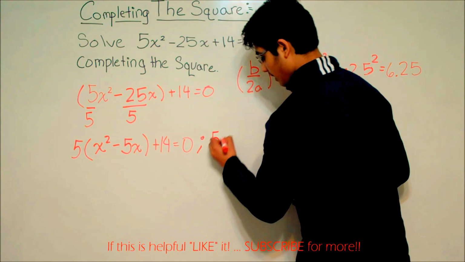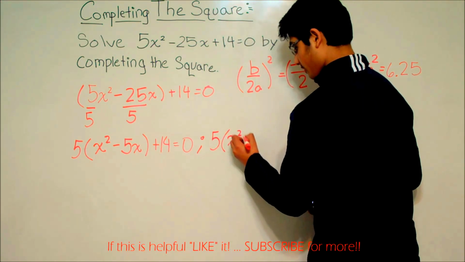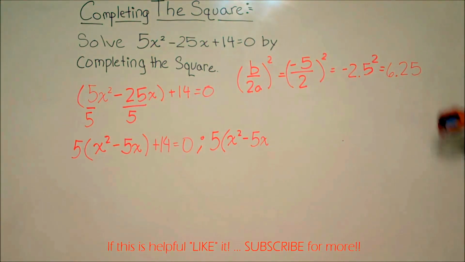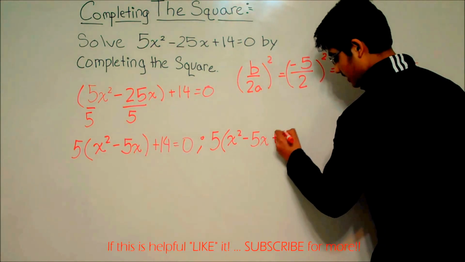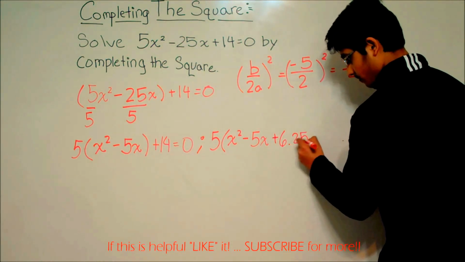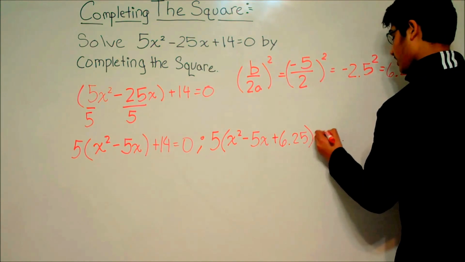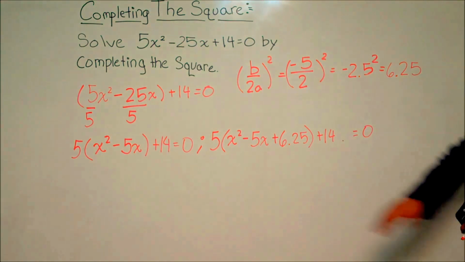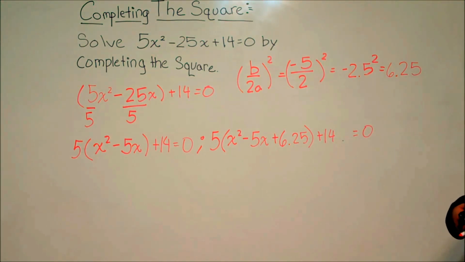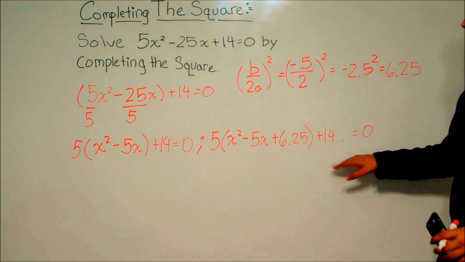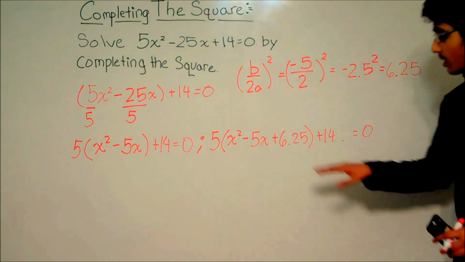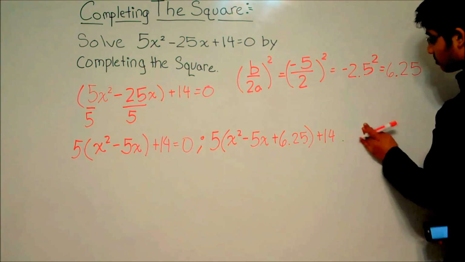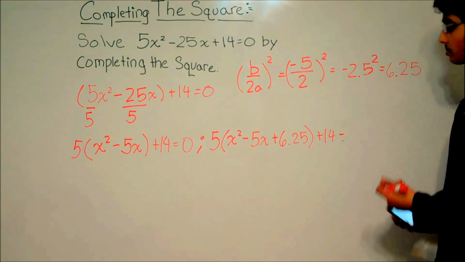So now let's write this here. 5 times, in parentheses, x squared minus 5x plus 6.25, plus 14 equals 0. Now, because we added 6.25, we know that this equation is not the same as the original equation. So we have to somehow get rid of this. Well, a way to do that is subtracting it from the outside of the parentheses.